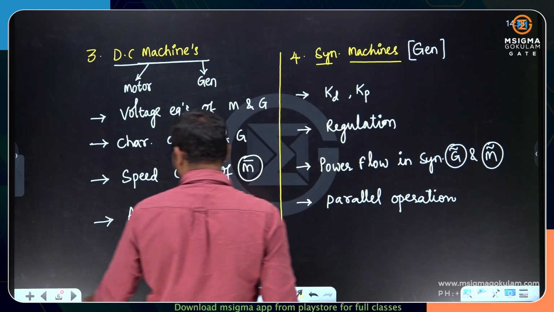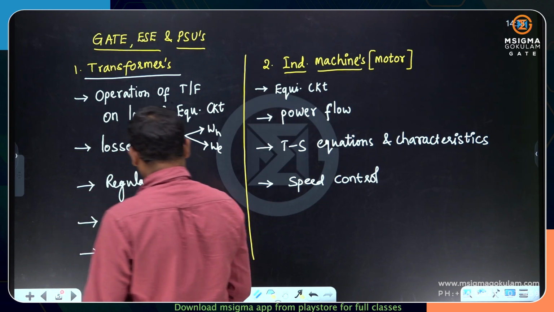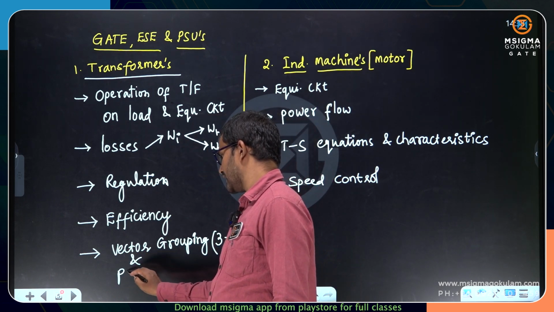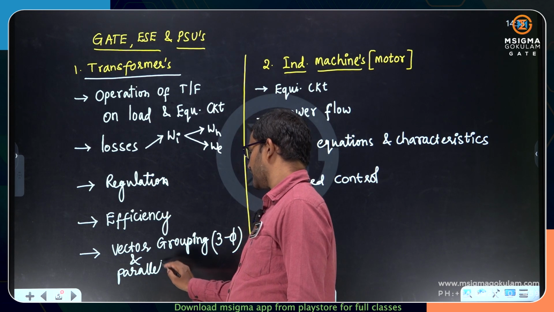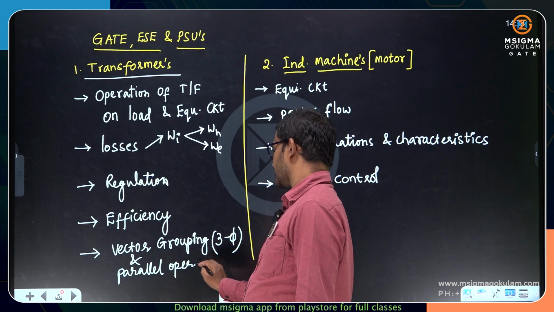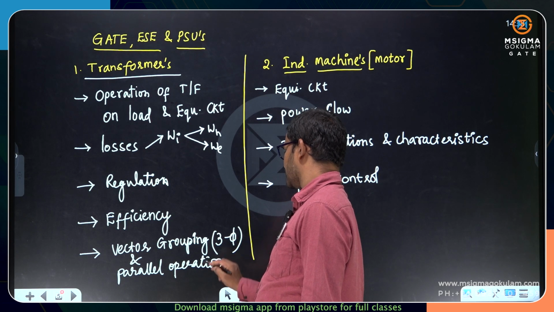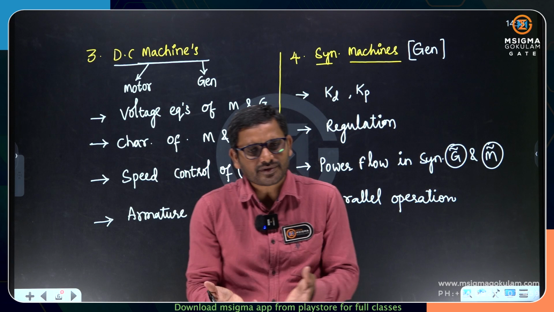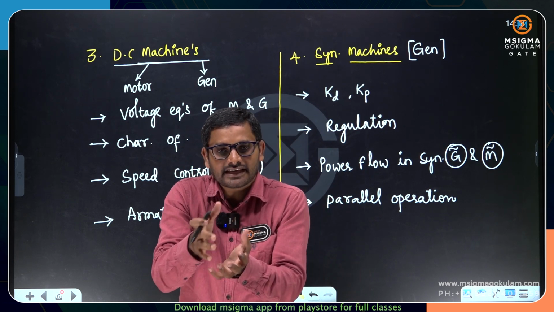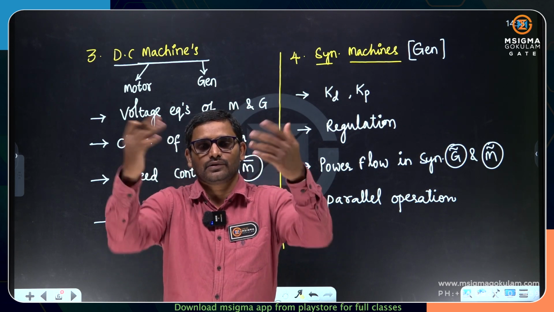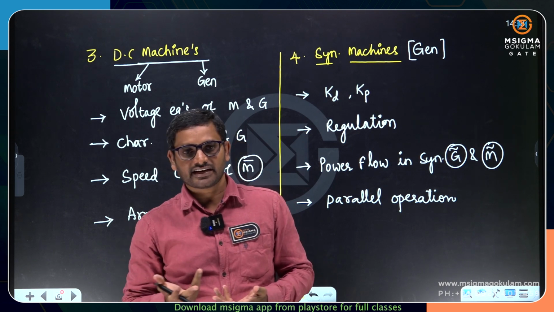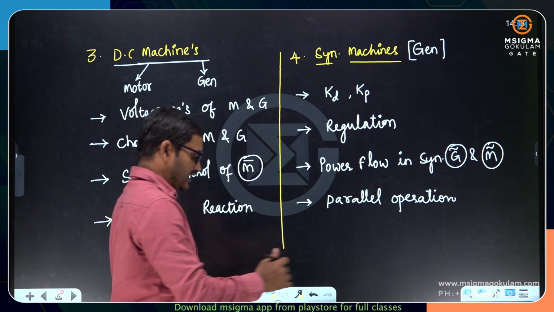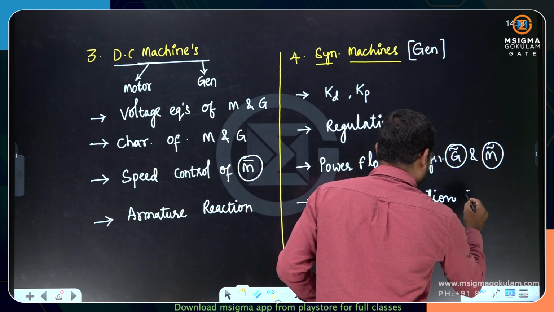Even in the transformer I can list out the parallel operation. Here in the vector groups only I can write out, parallel operation of transformer. Even in the transformers, the transformer is like a generator, because the secondary winding is delivering the energy to the load, right? So transformer is like a static generator. So here also, parallel operation of generators.